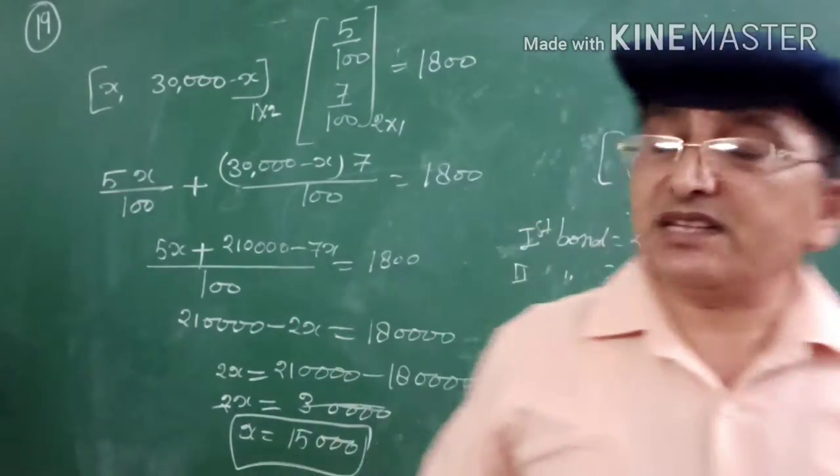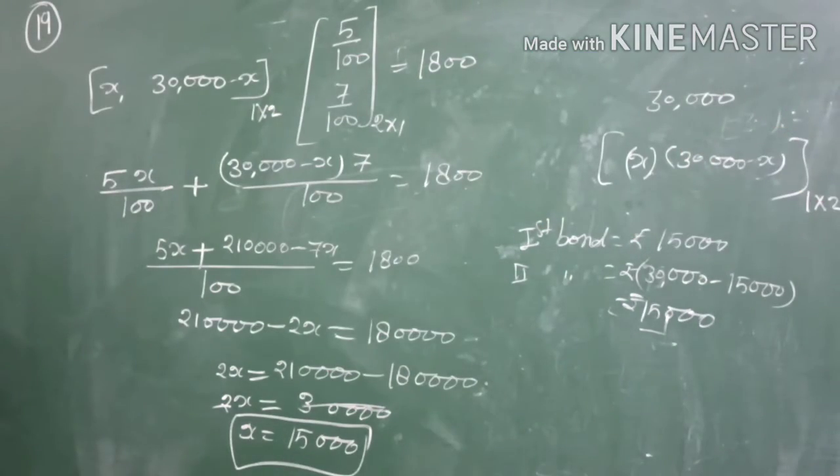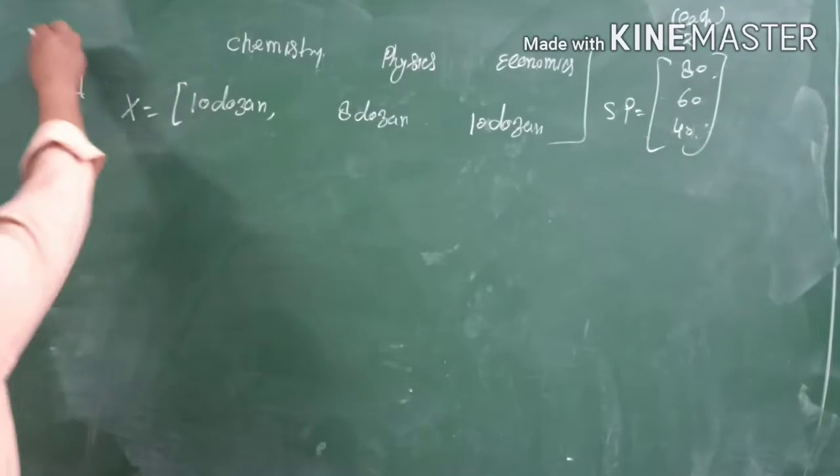Whatever. Now see, we can check this question. The bond of rupees 30,000 is to be divided into two parts. Number one is x and the second part is 30,000 minus x, and we can solve this question in this manner, right?